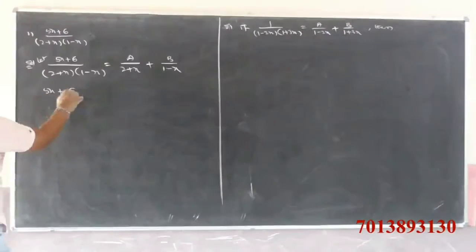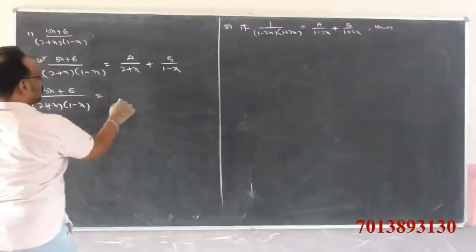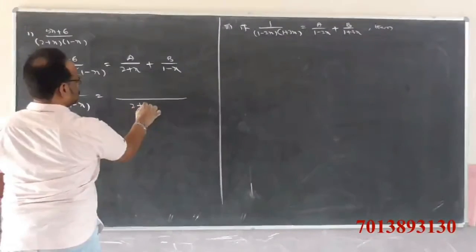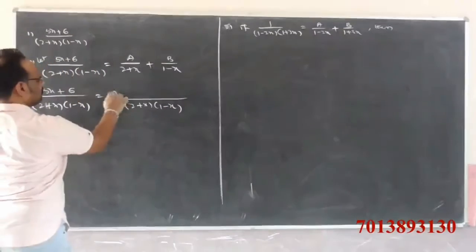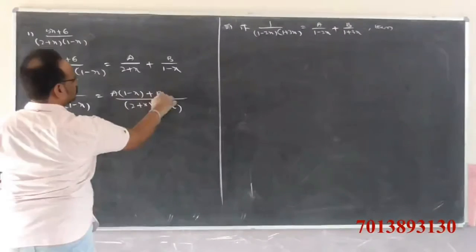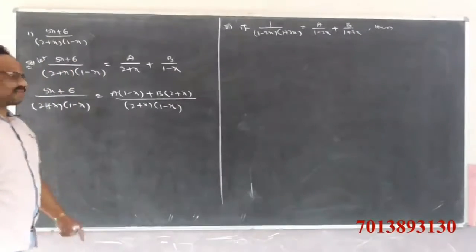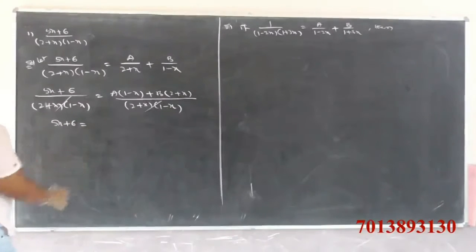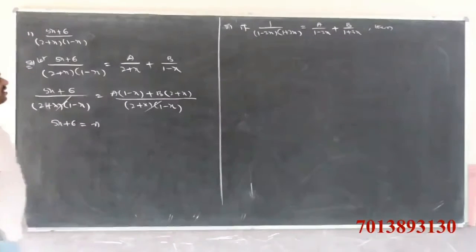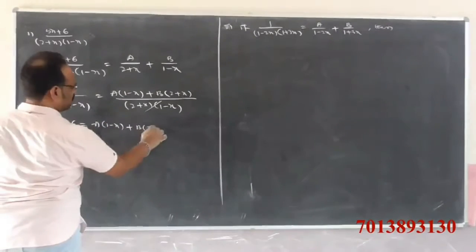So type 1. 5x plus 6 over 2 plus x into 1 minus x is equal to A by 2 plus x plus B by 1 minus x. The LCM here is 2 plus x into 1 minus x. 2 plus x cancels, A into 1 minus x, plus B into 2 plus x, the 1 minus x cancels. So the denominator cancels, and we have 5x plus 6 is equal to A into 1 minus x plus B into 2 plus x.